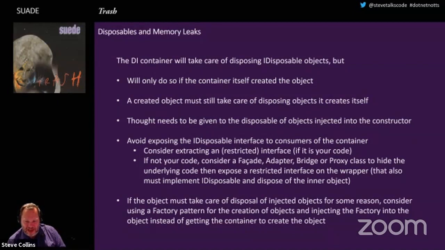Lastly, if the object must take care of disposal itself, consider using a factory pattern. So say as a consumer, I need to create an instance of an object through a factory pattern. Because the factory is taking care of creating the instance for me, it's almost as if I was creating it myself. And therefore, the container doesn't get involved. It's got no knowledge of that instance that's been created. And therefore, it's up to you as a consumer to call Dispose on anything that's come out of it.